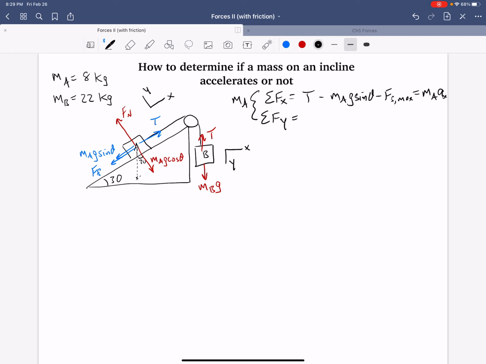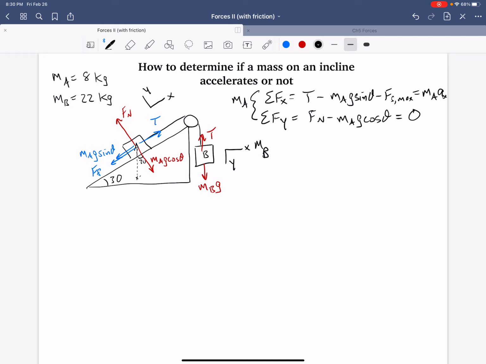Sigma Fy, well, that is Fn minus mag cosine theta, right? Hopefully the second law equations so far are a little bit of a refresher, a little bit of a review. I'm assuming you've been able to write out some second law equations so far, so this shouldn't be anything new. What's this? In the y direction, that should be 0, right? I'm just going to go ahead and make that 0.